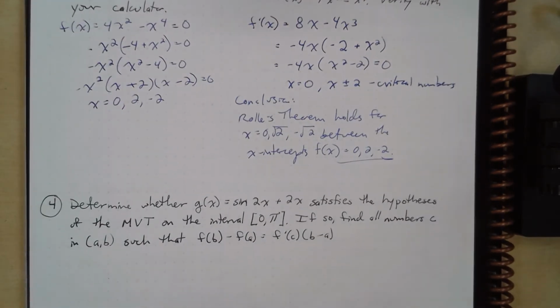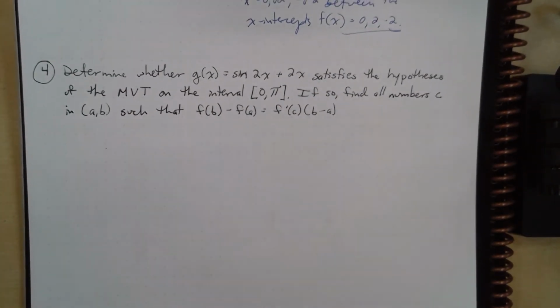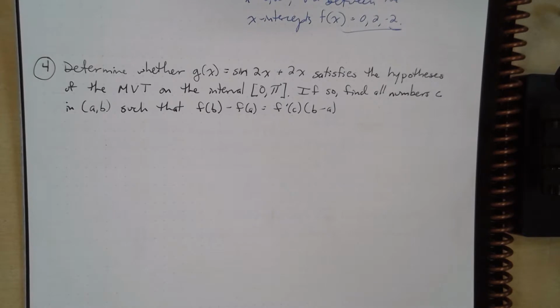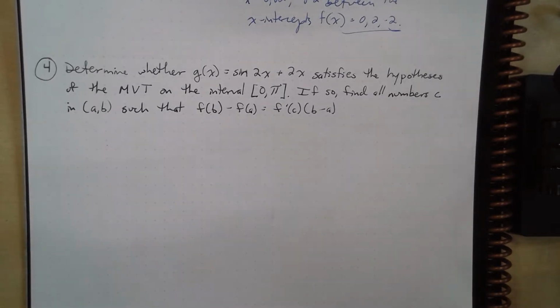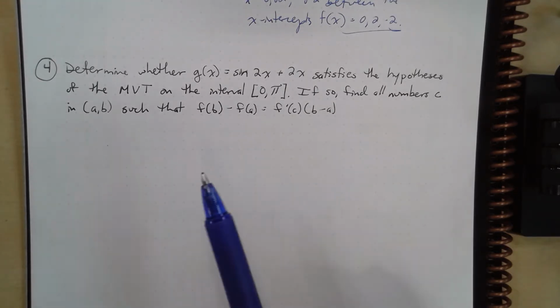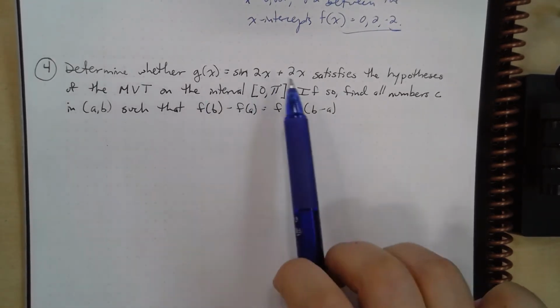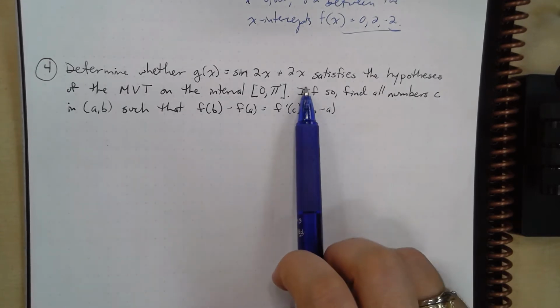All right. Last one here. Determine whether g of x is equal to sine of 2x plus 2x satisfies the hypotheses of the mean value theorem on the interval 0 to pi. If so, find all numbers c in a to b such that f of b minus f of a is equal to f prime of c times b minus a. Okay, first thing that we need to do is what? All right, first thing we have to decide is this continuous? Yes. Is it differentiable? Yes. All right, so that works.